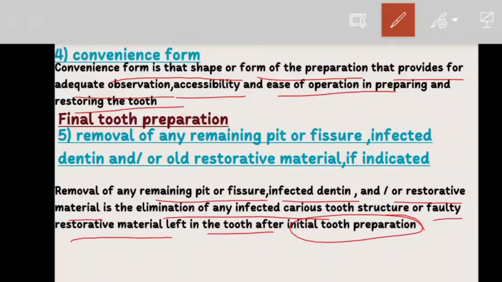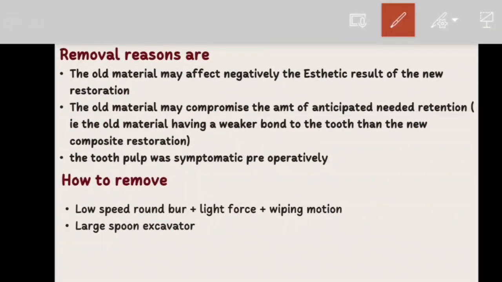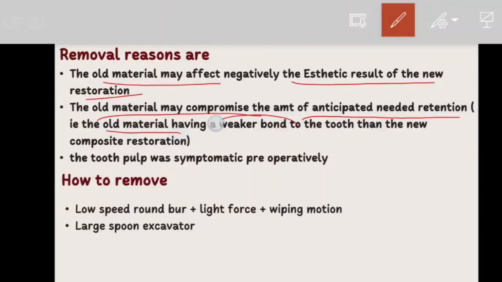So why is removal necessary? Because the old restoration may affect aesthetics, may reduce retention, and the pulp may be symptomatic. So you have to remove the remaining infective dentine after the initial tooth preparation. The reasons for removal are that the old material may negatively affect the aesthetic result of the new restoration, it may compromise the amount of anticipated needed retention, it has a weaker bond to the tooth than the new composite restoration, and the tooth pulp was symptomatic pre-operatively.